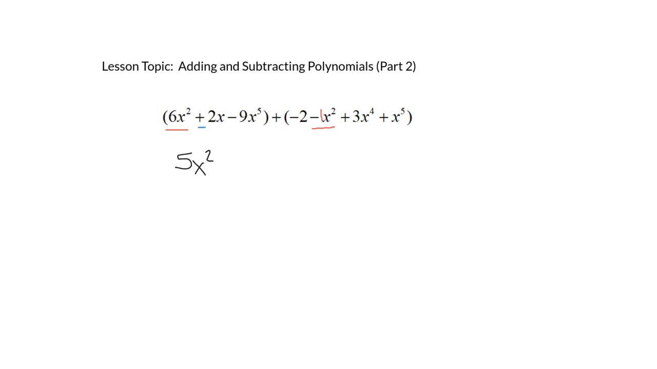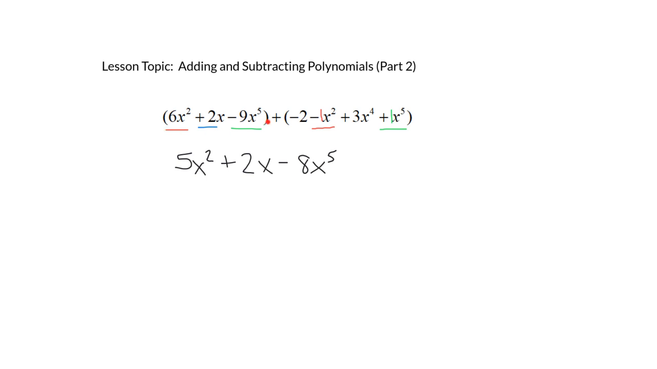Next, I'll use blue, and I have a positive 2x. In my second expression over here, I do not have an x term, so I will not be combining this positive 2x with anything throughout the problem. So I'm just going to write plus 2x. Then I have minus 9x to the fifth. Over here, I have a plus x to the fifth, and I know this is a 1, so I have negative 9x to the fifth plus 1x to the fifth. Together, that gives me negative 8x to the fifth. You're leaving the variable part and adding the negative 9 and the positive 1.